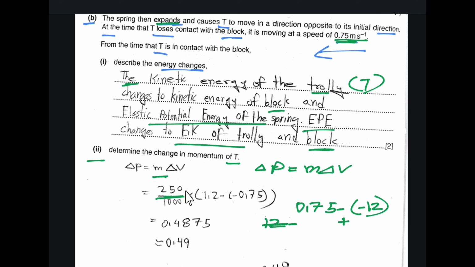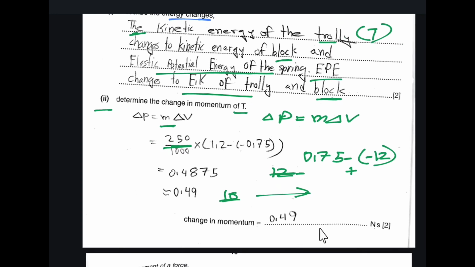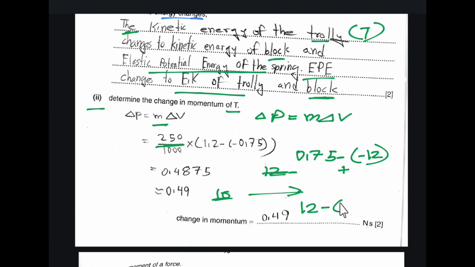And if we consider change in velocity is equal to initial minus final, the initial velocity is in this direction, so 1.2, minus the final velocity, which is in this direction, so minus 0.75. So 1.2 minus 0.75, the overall answer comes to be a plus, that is the sum of these two velocities, since minus minus causes a plus. So this would be 0.4875, and correct to two significant figures, it would be 0.49 newton second as the change in momentum.